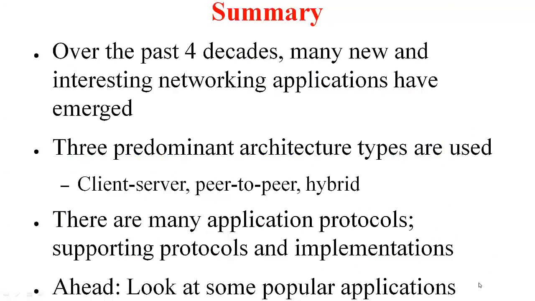So to summarize, over the past 4 decades, there has been an explosion of applications. Each decade sees a few killer applications. These applications follow 3 predominant architecture types: client server, peer-to-peer, or a hybrid between both. There are many application protocols which are relied upon to provide a specific internet service, and these application protocols often have some supporting protocols, and they can have different implementations as well. That is, application processes that implement this particular protocol. Up ahead, we will look at some popular applications.